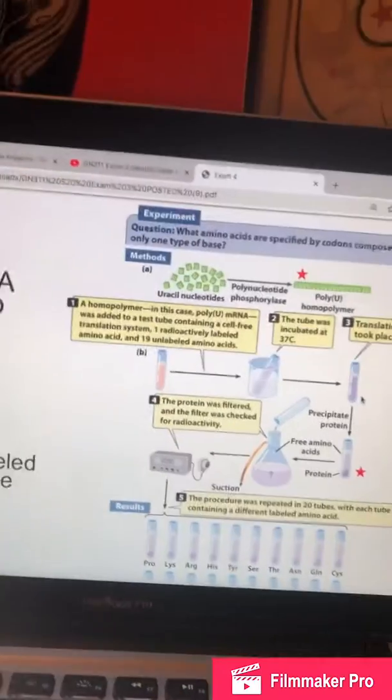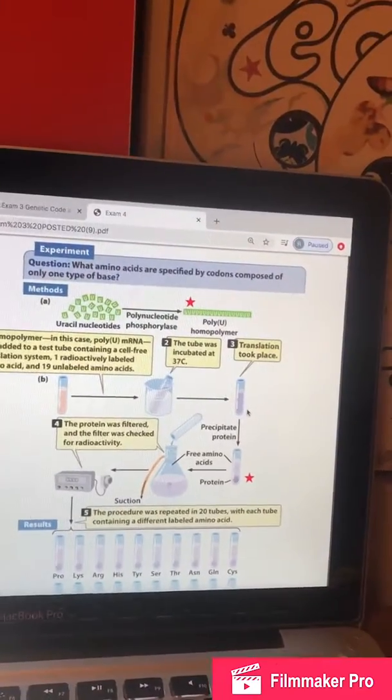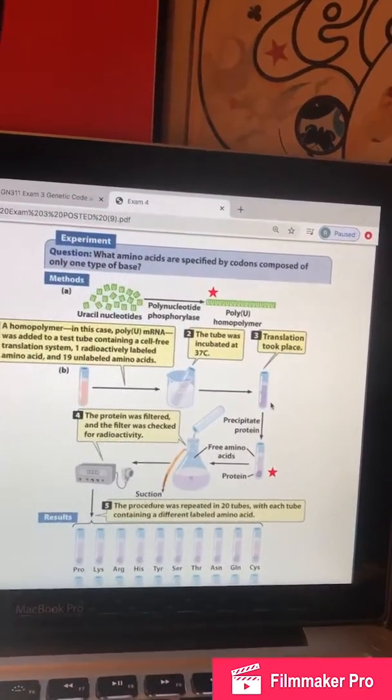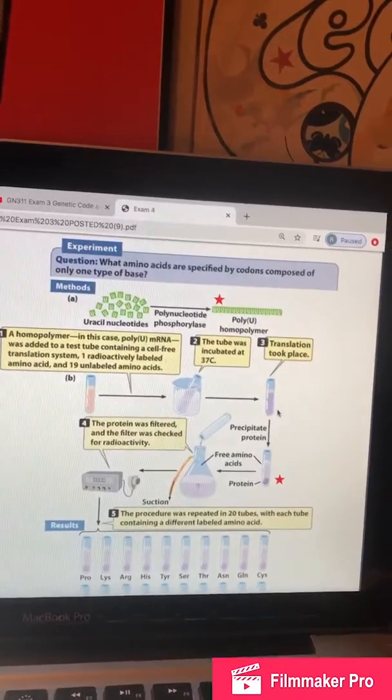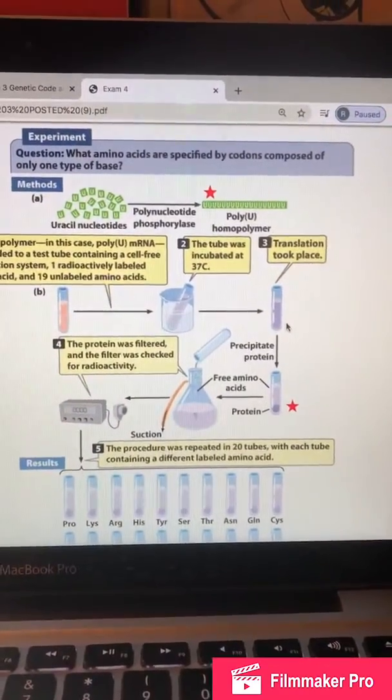Hi, today we're going to talk about some of the early experiments done to determine the genetic code. The first one we're going to discuss is Nirenberg and Matthaei's experiment, and after that we're going to talk about Nirenberg and Leder's experiment. Alright, so this diagram here is showing Nirenberg and Matthaei's experiment.